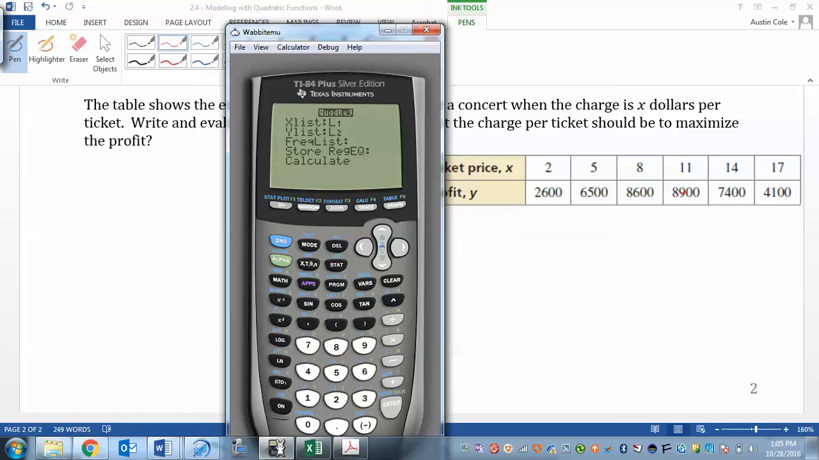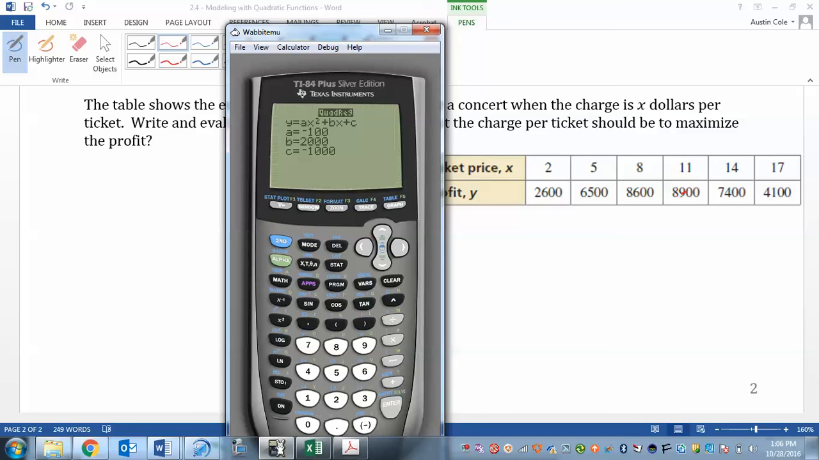Okay, we want our X list to be L1. If you go back, don't do it, but if you remember, we had that first column was L1, our second column was L2. We want our X's to be L1 and our Y's to be L2. I don't know what all the other stuff means, so go all the way down and hit calculate. It just says quadratic. It doesn't have all that other fun stuff. Press enter again. Here we go.